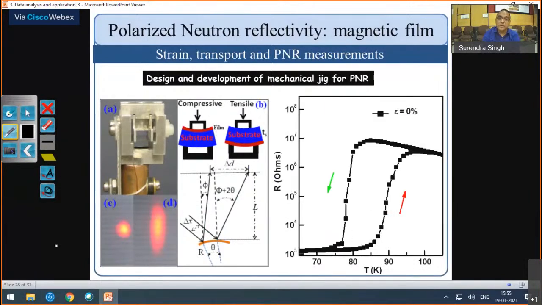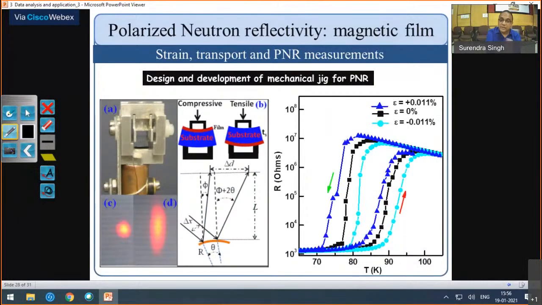Okay. And then what our transport measurements show: we did these R versus T measurements. This is a typical metal to insulator transition in the system. But when we applied a compressive strain, this shifts to higher temperature. And when we apply a tensile strain, that shifts to lower temperature. So it says that on applying compressive strain, your metallic phase goes to higher temperature.